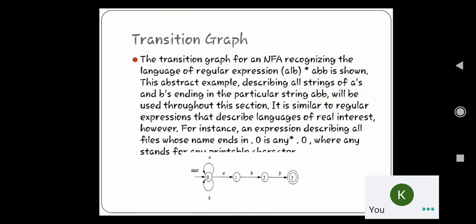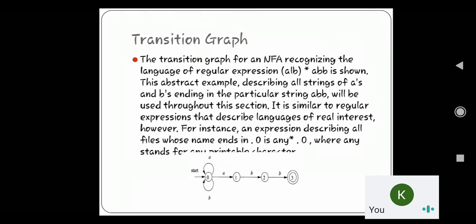So see here, from 0 to 0 you have A, and from 0 to 0 you have B. These we call looping. And then you have 0 to 1, 1 to 2, 2 to 3. So 0 to 1 consists of A, 1 to 2 consists of B, and 2 to 3 consists of B. So this is the representation. So when we're moving from 0 to 0, what is the label that we are getting?